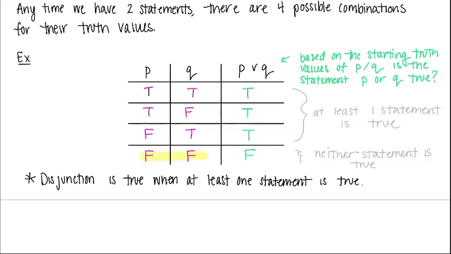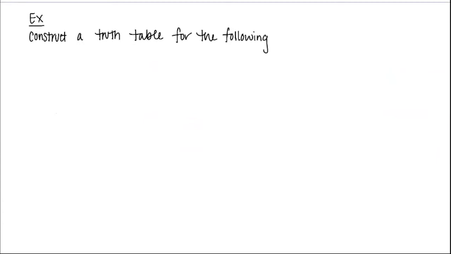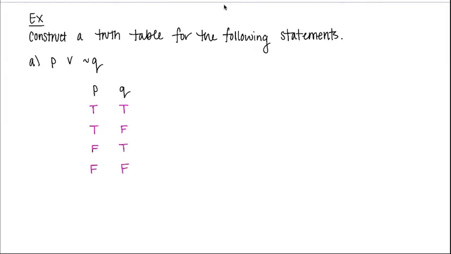All right, so let's try some more examples and we'll make it a little more complicated. We're going to construct a truth table for the following statements. And the first statement we're going to look at is P or not Q. Okay. So we have two statements we're combining in a bunch of different ways. We've got the statement P and we've got the statement Q. Okay. And again, same possibilities. They could both be true. One could be true, one could be false, one true, both false. Okay.